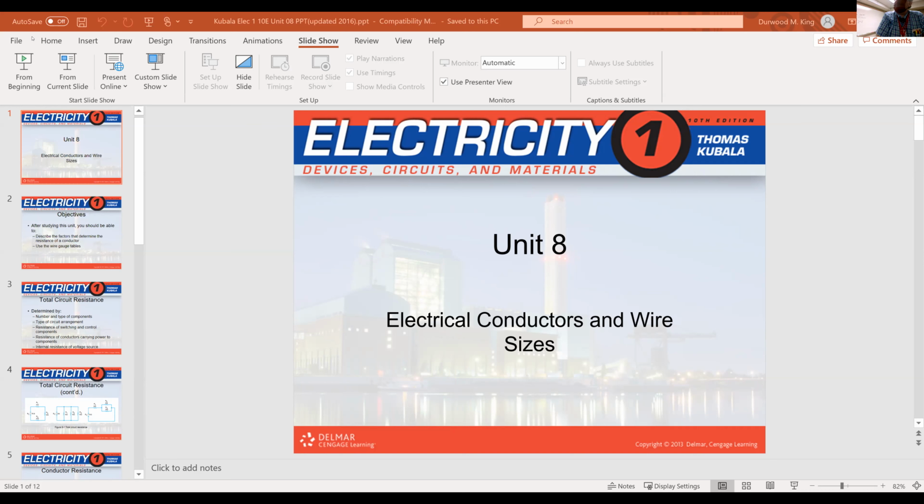So your conductor resistance depends on the material that's used, such as it could be copper wire, it could be aluminum wire.